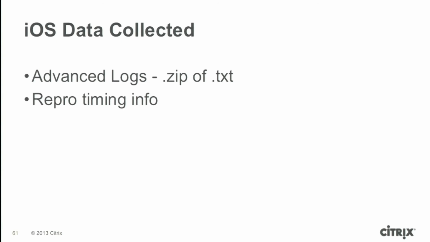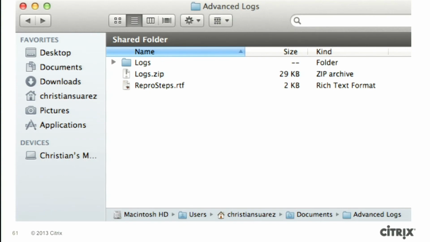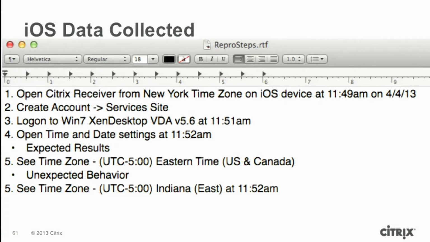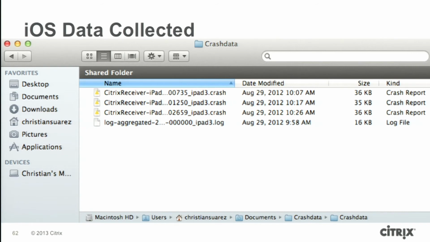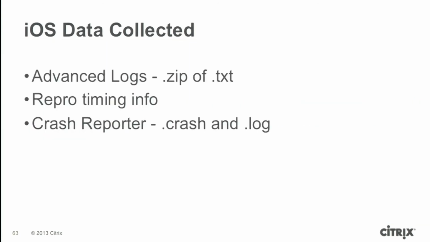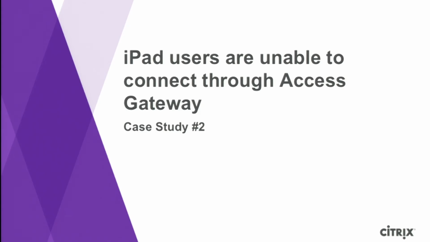So now, to summarize the data collected for the receiver for iOS, the advanced logs do come in a zip of text files, and since it is a zip, we want to know some timing of the repro. And there's a good example of the kind of data that we need to go with that log. And if the crash occurs, you want to provide the .crash and .log file. And that's what that may look like there. So here's a summary of all that data for this section. Now let's get into a couple case studies around the receiver for iOS data.